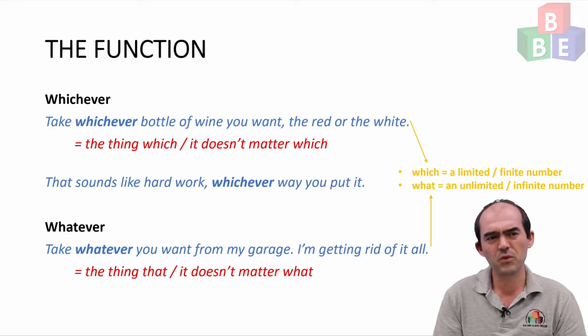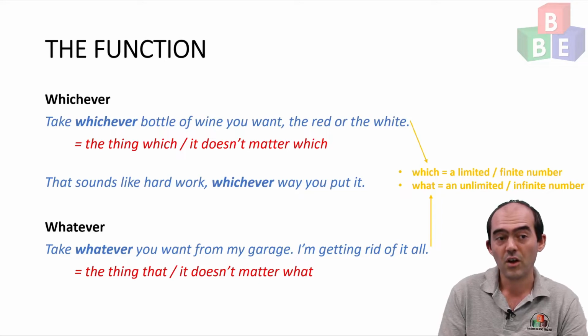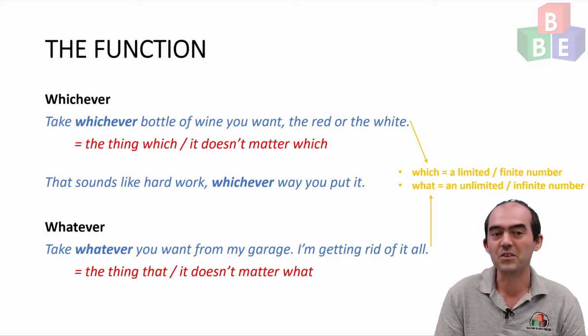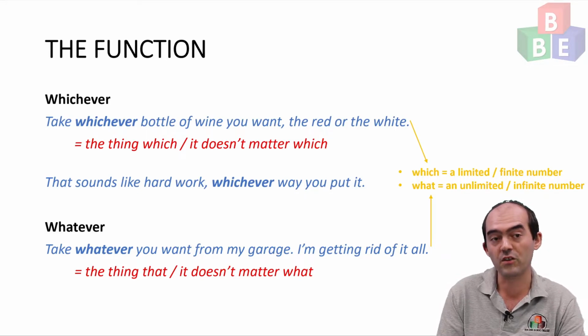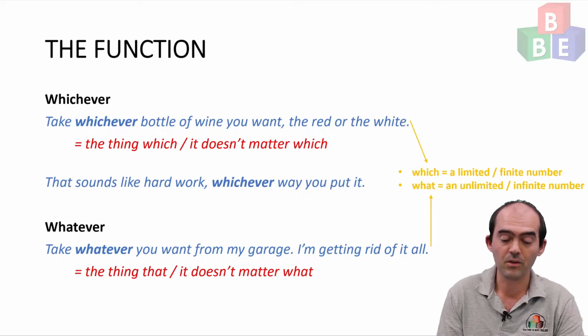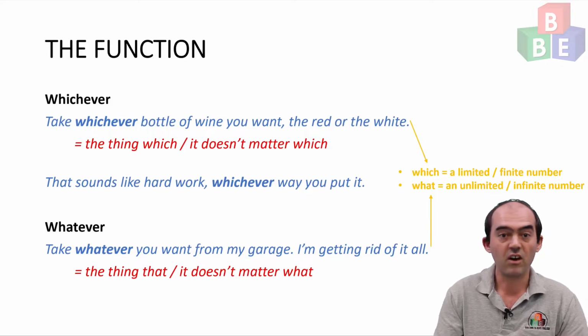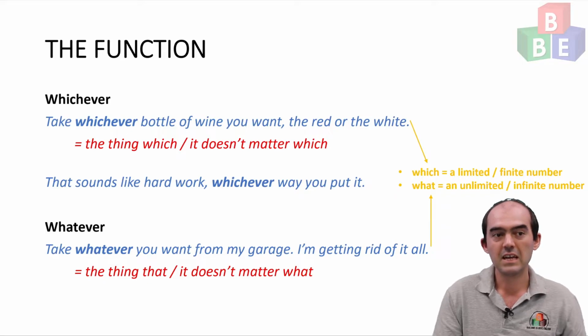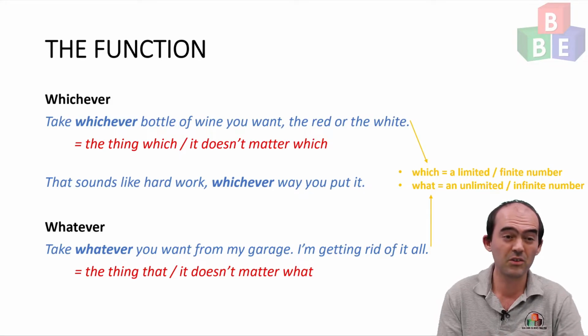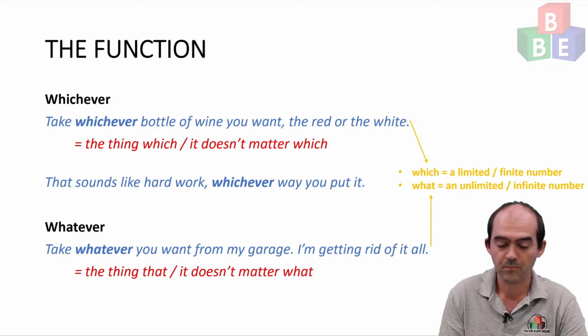So what's the difference between whichever and whatever? Well, remember, we use which when there is a limited or finite number. In this first example, I said take whichever bottle of wine you want, the red or the white. So I have two options, a limited number. However, in this next example, take whatever you want from my garage, I'm getting rid of it all. There are many options, an unlimited number, an infinite number. So if there is a limited or finite number, we use which or whichever. If there is an unlimited or infinite number, we use what.